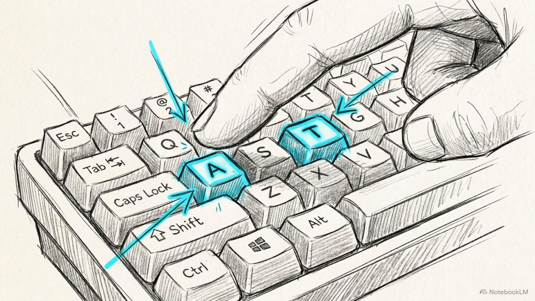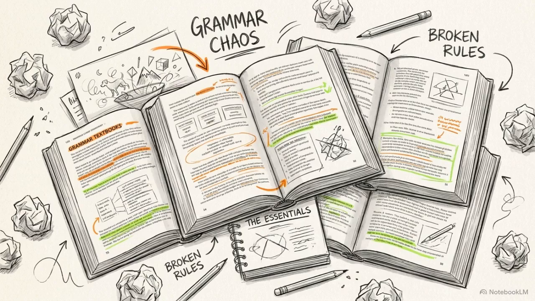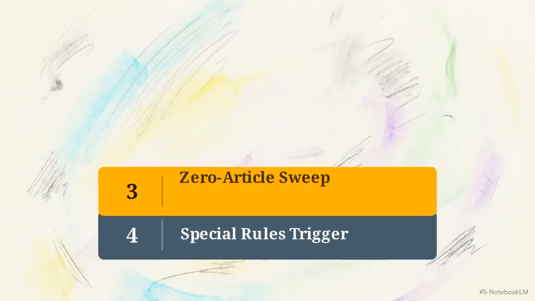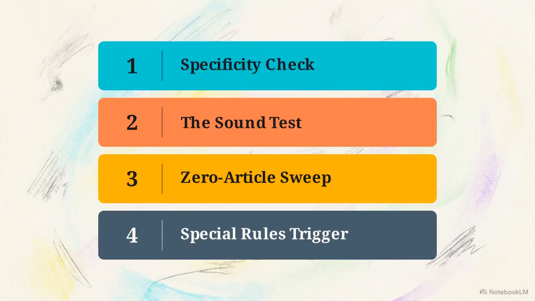We have all stared at a blinking cursor like this, caught in a moment of hesitation. You know the noun you want to type, but you pause, wondering if you should use a, an, the, or no article at all. That hesitation happens because article rules can feel inconsistent. To manage this, we can use a 4-step mental filter designed to handle the most frequent points of confusion.